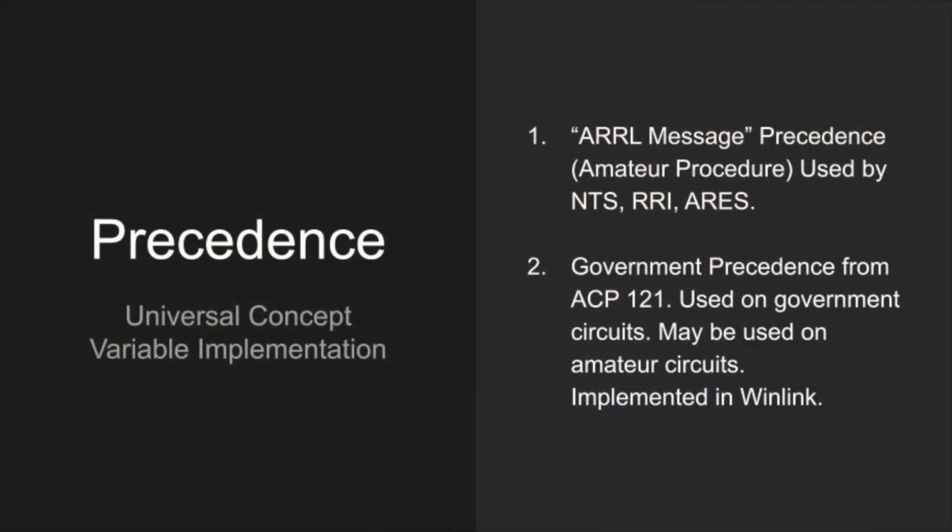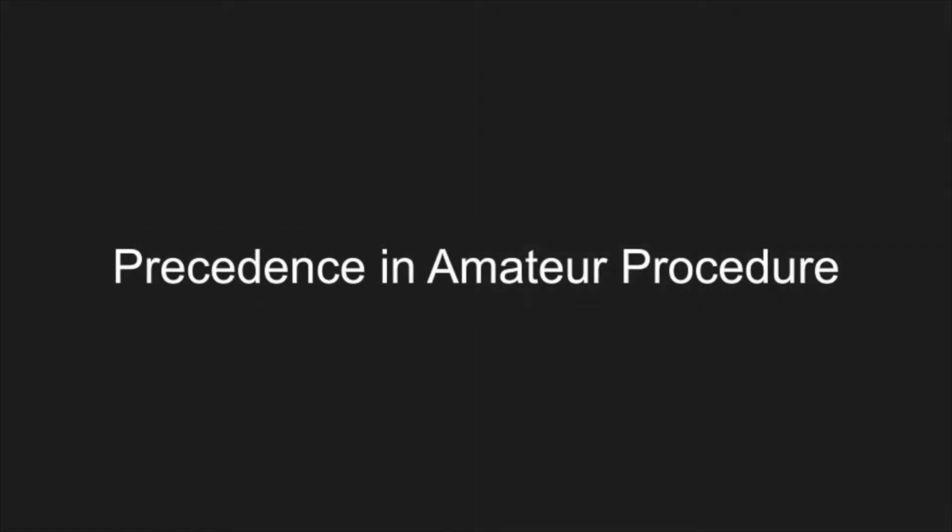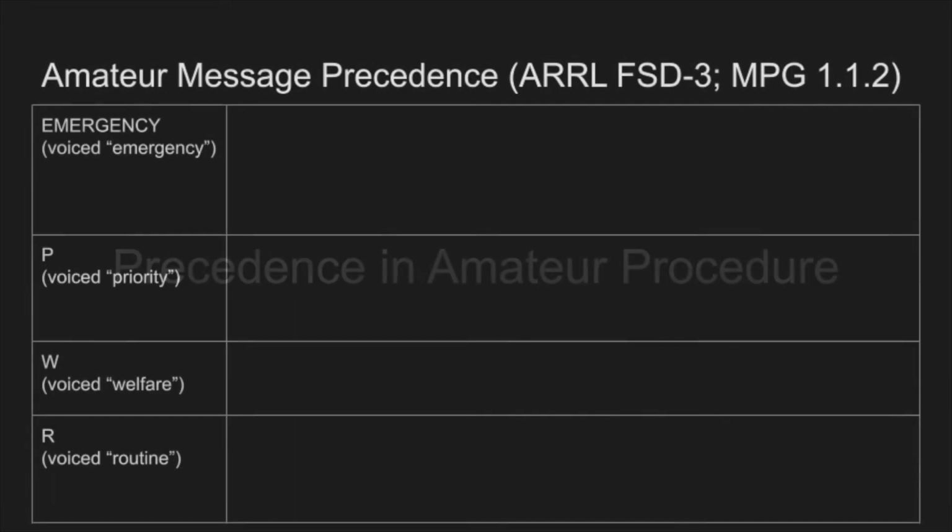On a well-disciplined net with well-trained operators, a net can keep information flowing without the need for net holds or other micromanagement by net control. We'll cover 2 sets of precedence in this video. The first, commonly used in amateur procedure as memorialized by the ARRL for NTS and ARES and Radio Relay International for other message relay. The second is what we see in government circuits, described in the Allied Communications publications and implemented in Winlink. Amateur procedure specifies 4 levels of precedence: emergency, priority, welfare, and routine.